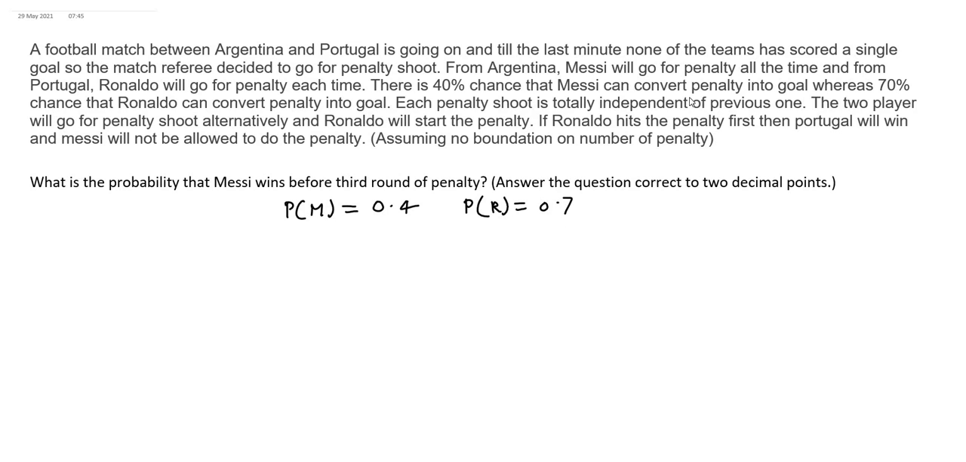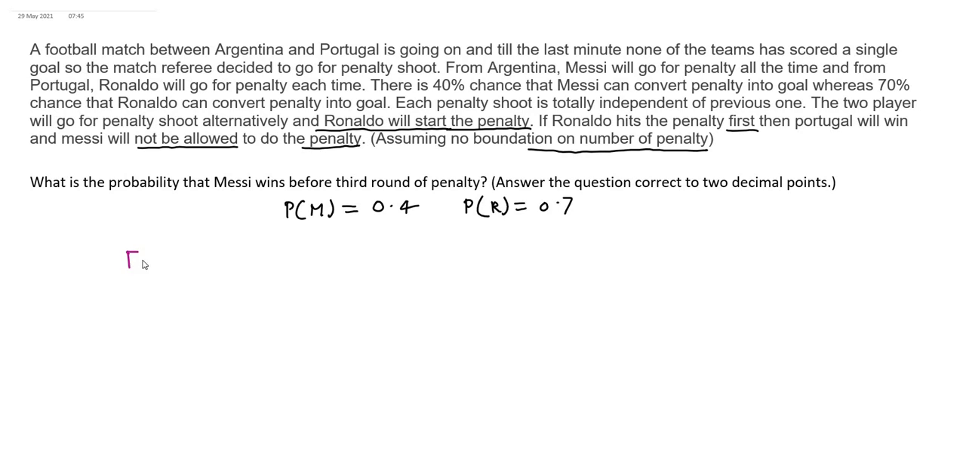Each penalty shoot is totally independent of the previous one. The two players will go for the penalty shoot alternately, and Ronaldo will start the penalty. So that is important. If Ronaldo hits the penalty first, then Portugal will win, and Messi will not be allowed to do the penalty, assuming no limit on the number of penalties. All right. So what is the probability that Messi wins before the third round of penalty?